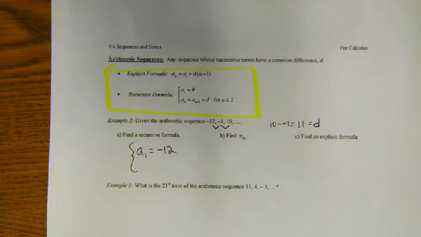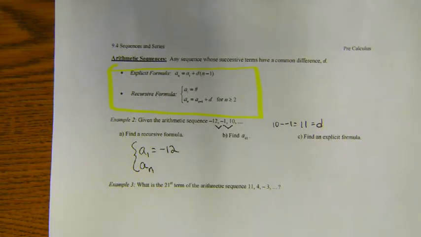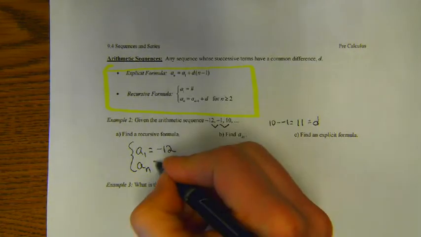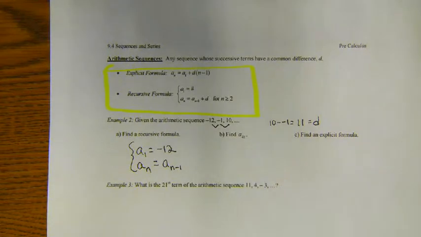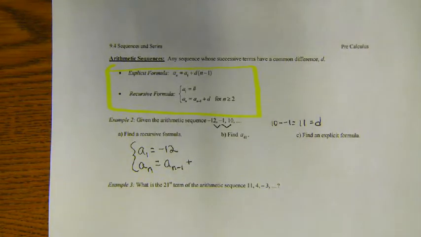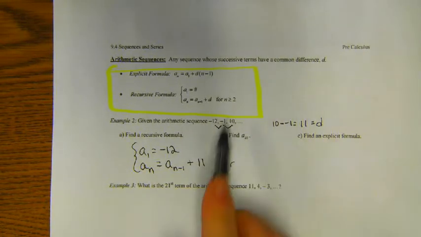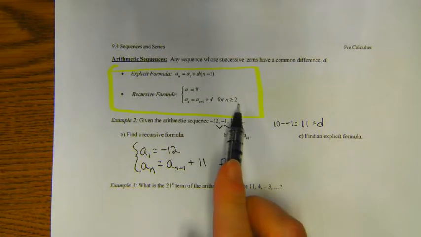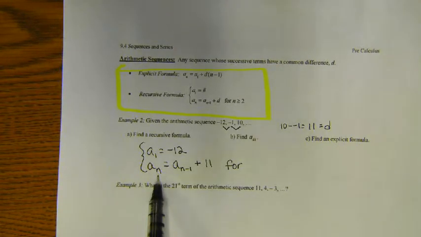For the second part, we need to define terms in terms of previous terms. So the nth term, we write a sub n equals a sub n minus 1 plus 11. And we just write n greater than or equal to 2, or you could write n is greater than 1, because this is the first term, so this starts then at the second term.